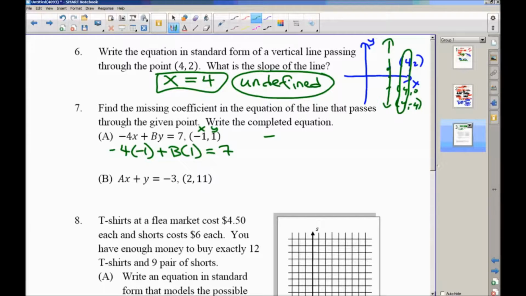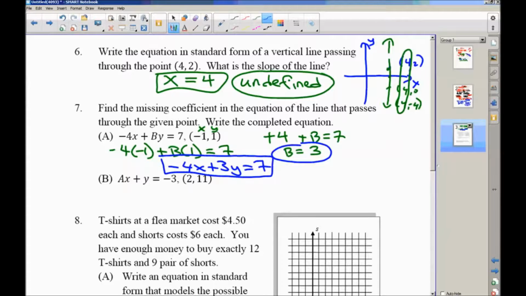So this will turn into negative 4 times, well, negative 4 times 1 is positive 4, plus b equals 7. We subtract 4 from both sides and we get b is 3. So here's what b is. That's one of our answers. It says write the completed equation. So our completed equation would now be negative 4x plus 3y equals 7. And if I was to plug (-1, 1) into this equation, it would make a true statement.